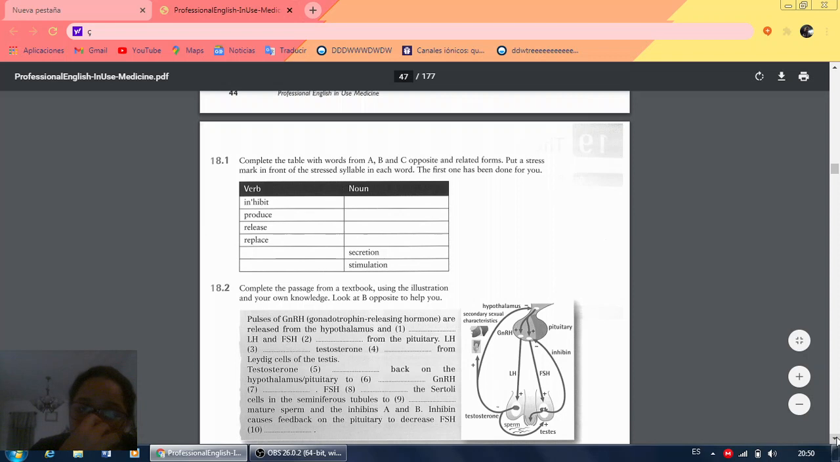Complete the table with row A and B and C a positive relation for both string. Max 3 table for with 1 B a dumb you. Dumb 2 B what I do. Birth in eatings, producers, releases, replace, secrets, stimular, nouns, intributes, productions, replace, secrets, stimulus. Complete the page from textbooks, usual the illustration and you snow log B and C opposite to help.